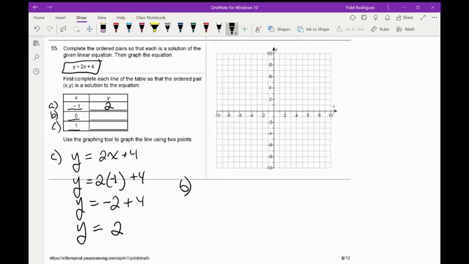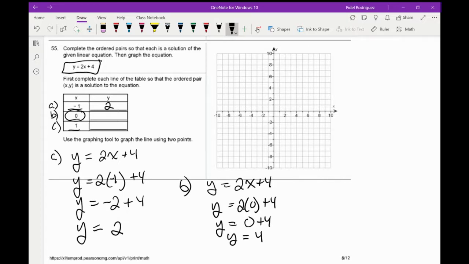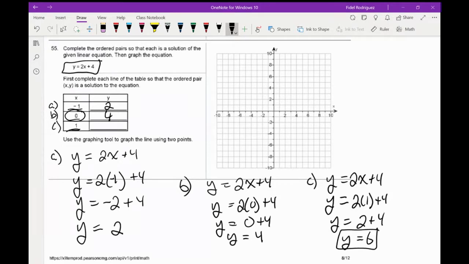Then part B is telling me that x is now 0. So I'm going to write out y equals 2x plus 4, and plug in a 0 where I have my x. So 2 times 0 is 0, and 0 plus 4 is just a 4. So I'm going to put a 4 right there. And then I'm going to do this a third time, plugging in x equal to 1, because that's the third number we had. So 2 times 1 is 2, and 2 plus 4 is 6.